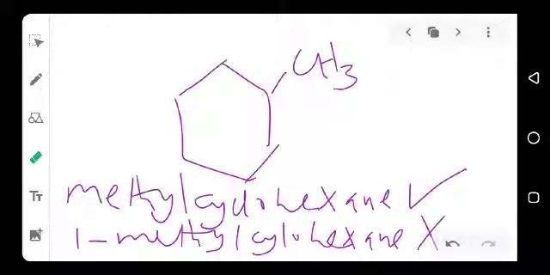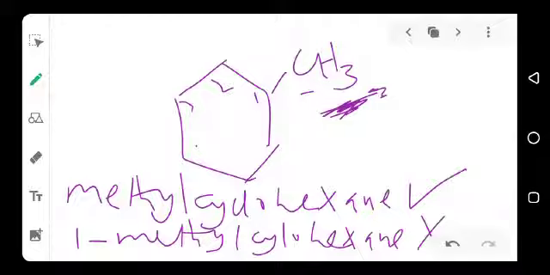Now we have only one methyl group attached to it. Because of only one substituent, there's no other substituent, there's no need for us to start numbering the carbon, saying 1, 2, 3 to determine the position of this methyl group. There's no need for that. So we just put it as methyl cyclohexane.